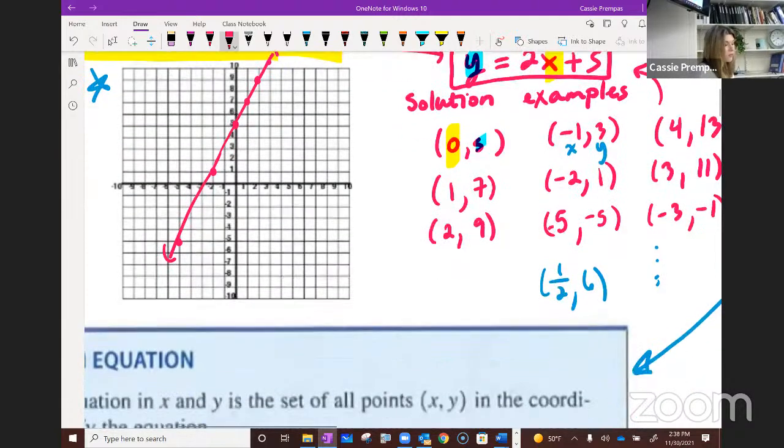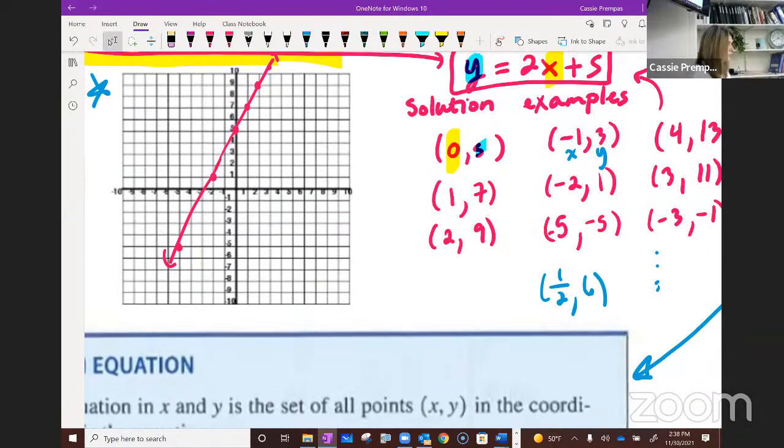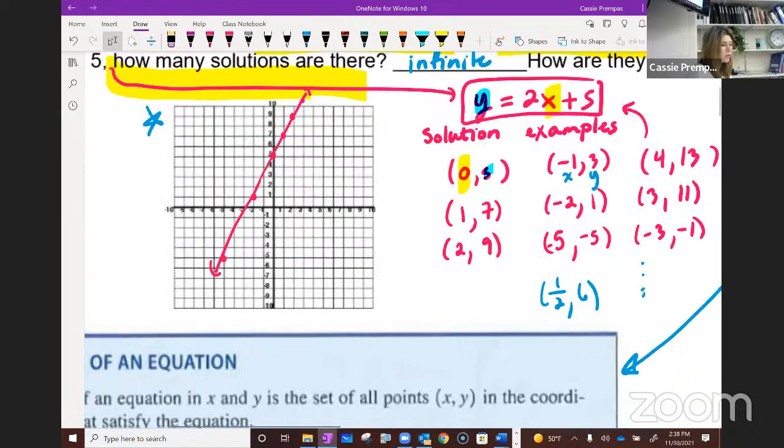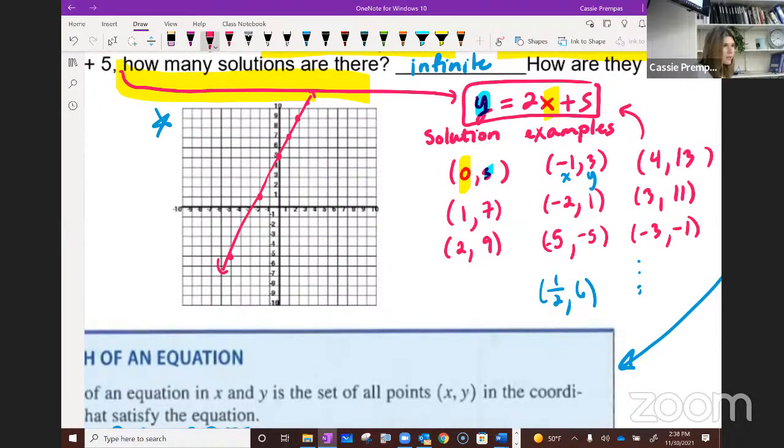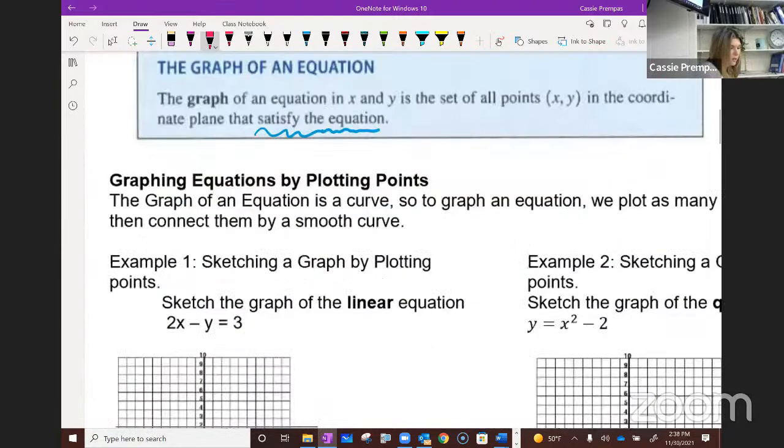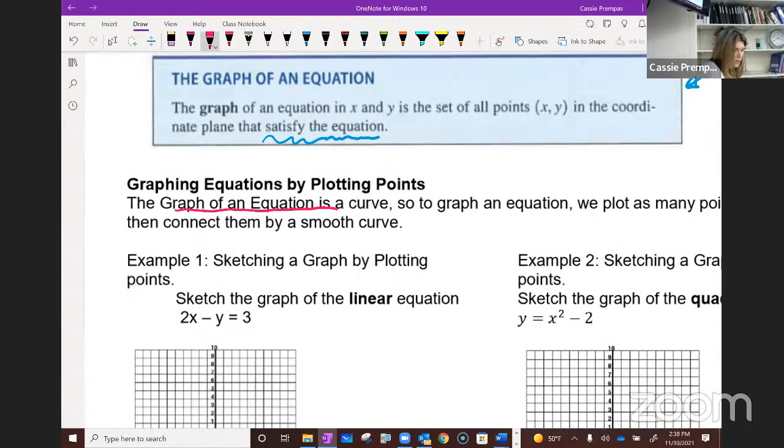You're going to see curves like a parabola. You're going to see curves like a V. But if you don't know the equation's graph, you can just plot as many solutions as you can think of, or in other words, plot as many points as you can find. All right, so that's really where we're going to start today. The graph of an equation is a curve. That last one was a line.